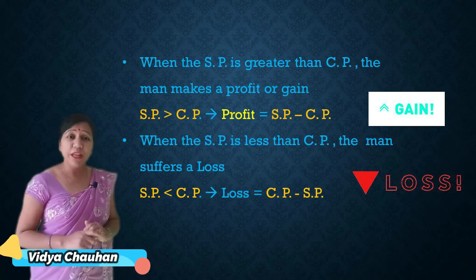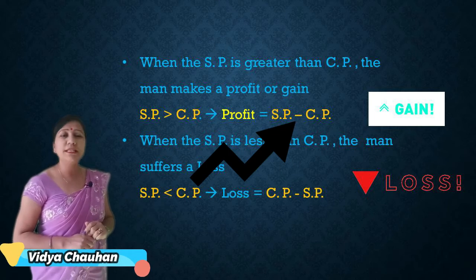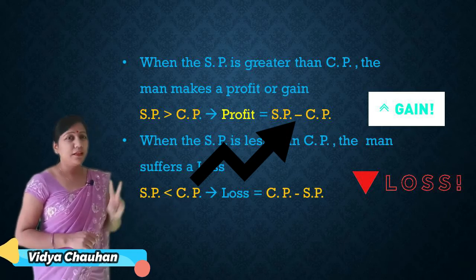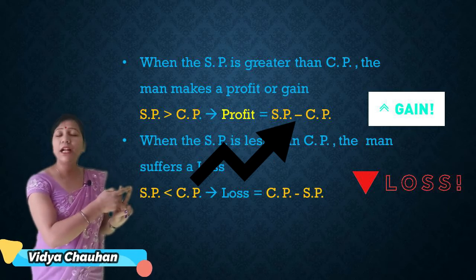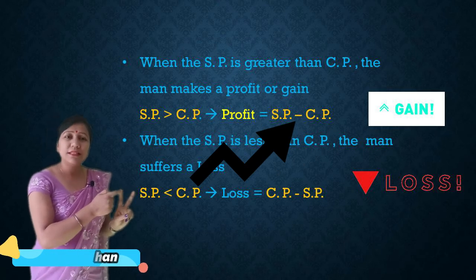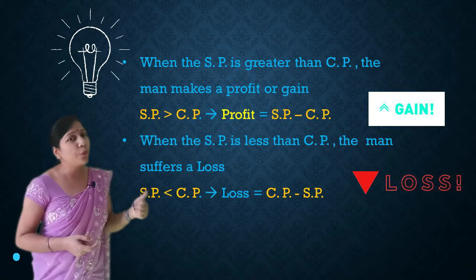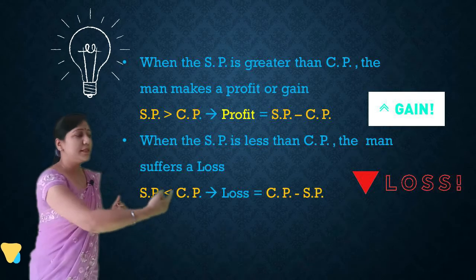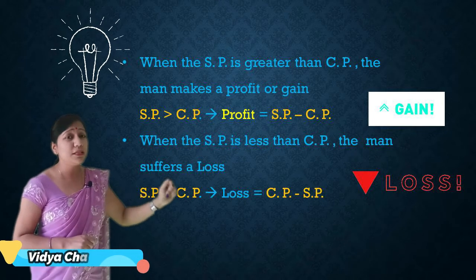Opposite to that, if CP is less than SP, that means cost price is less than selling price, like the case in which the shopkeeper purchased the good for rupees 20 and sold at 25 rupees per kg. In that case, since there was a margin, an increment of rupees 5, it means there is a profit, and that profit we calculate by SP minus CP. So the formula of profit is SP minus CP.